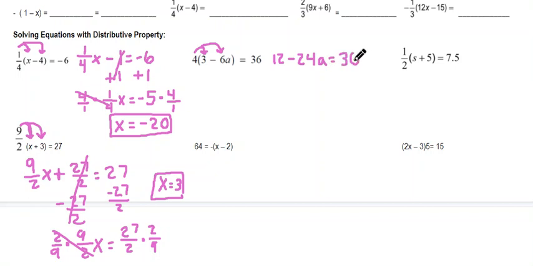All right, so I want to get a by itself. That's my whole goal. So I want to get rid of this thing that's not with the a, this 12. And I look in front and I see it's a positive 12. Well, the opposite of a positive 12 is a minus 12. And I'm going to get rid of it by doing that. And that's going to leave me with negative 24a on my left side.